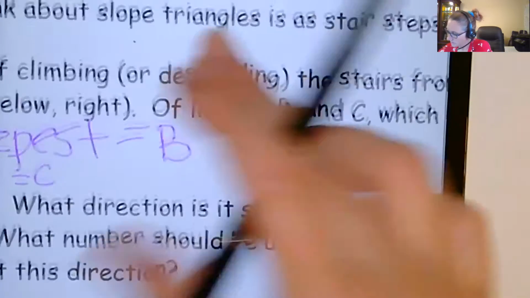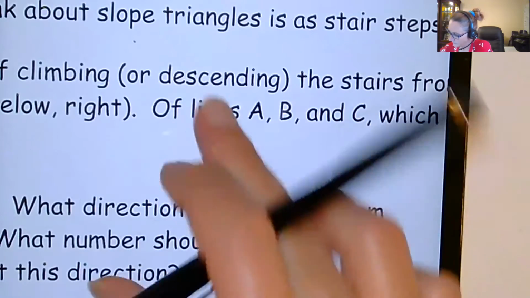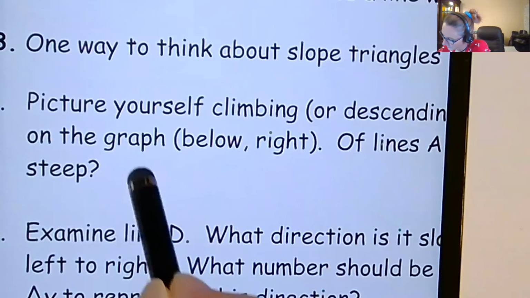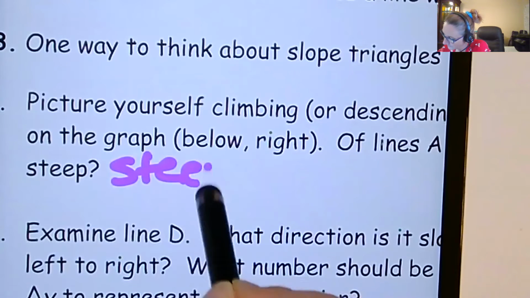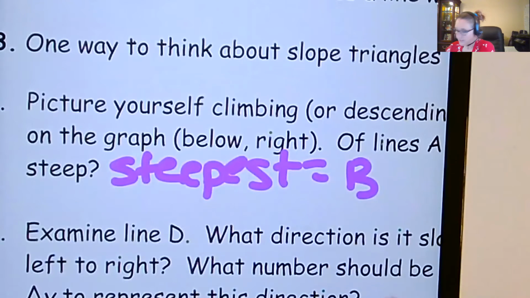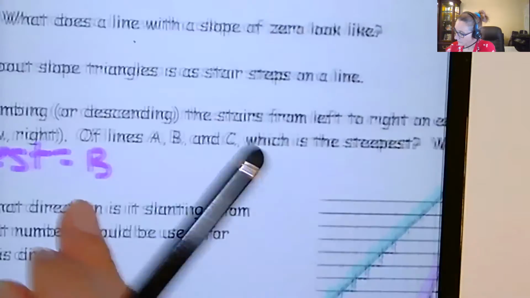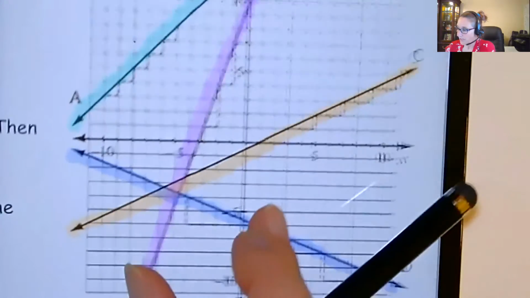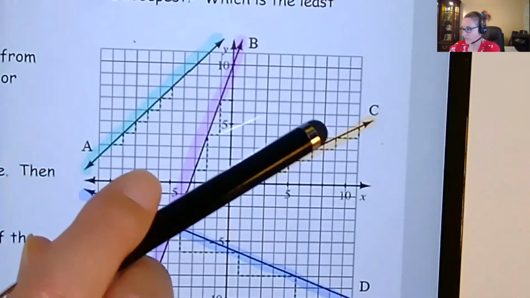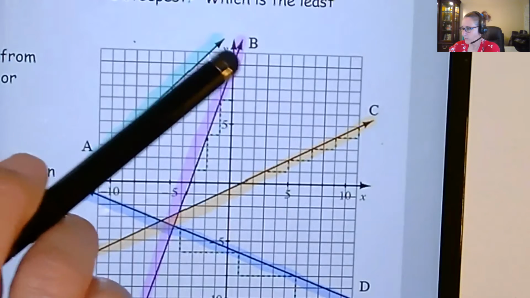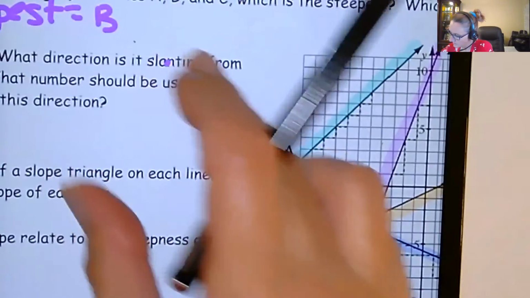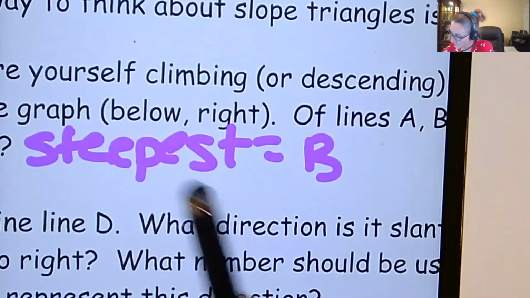The steepest one is B. Then they were asking us for the one that was the least steep. Out of these three here, we're now comparing A and C. You can see that A is slightly steeper. C has a little less slope to it, a little less incline. So C is going to be the least out of those three.